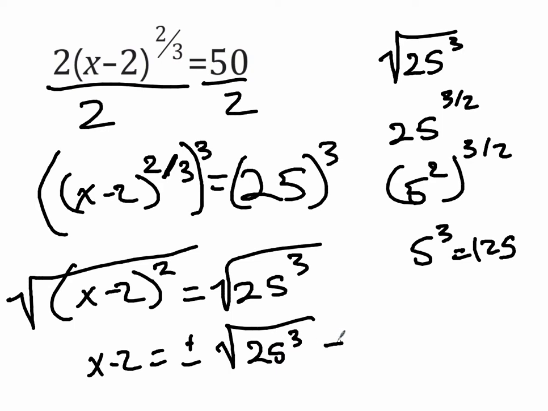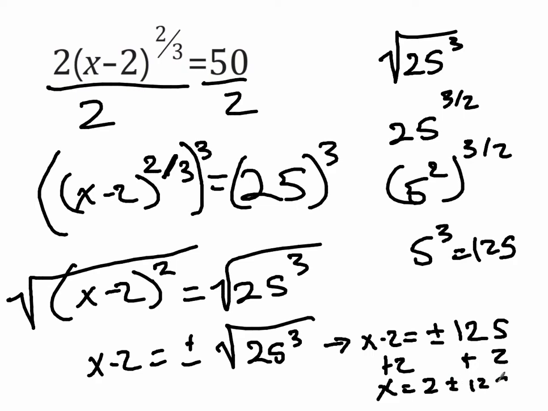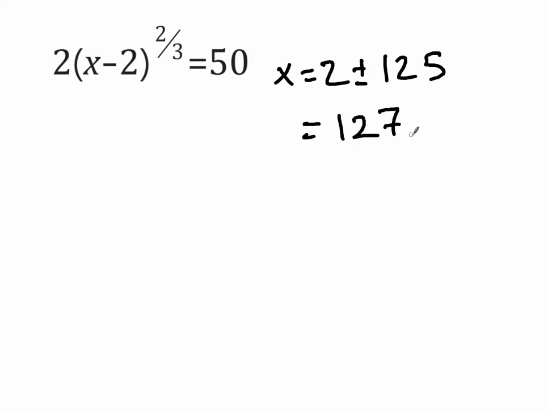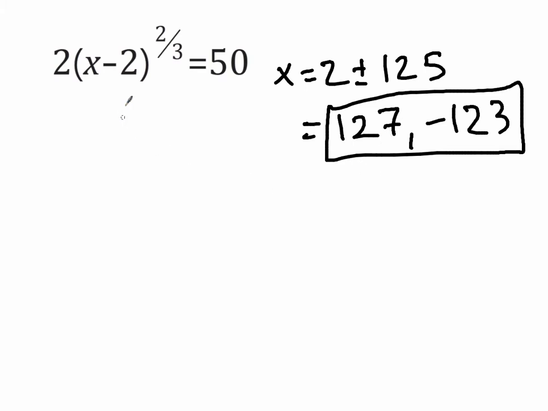So I can come down here, and I can say x minus 2 is equal to plus or minus 125, and add 2 to both sides, and I get x is equal to 2 plus or minus 125. Well, 2 plus 125 is 127, and 2 minus 125 is negative 123. So I have 2 solutions that work here. You can plug those in and check to see, do both of those solutions work?